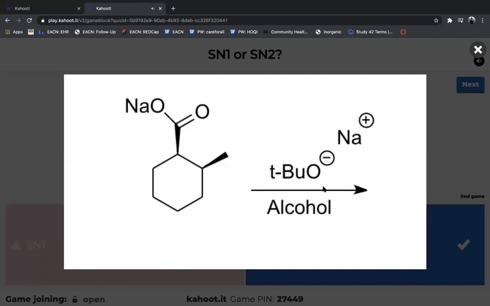This is a bulky base. I don't know why this is in here. I think I just wasn't paying attention. So this is a bulky base, which means that it can only deprotonate a proton from the adjacent position, donate that electron density in, and facilitate the removal of that leaving group.